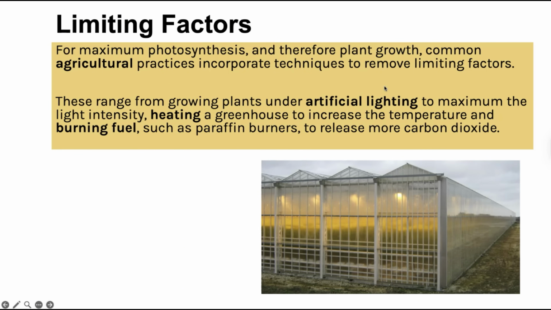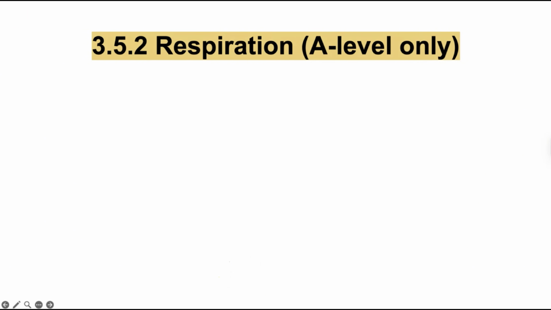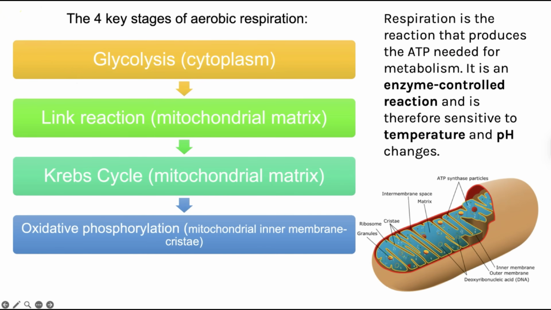Now, for maximum photosynthesis, and therefore plant growth, in farming and agricultural practices, they want to be removing limiting factors so they get more crop to sell. And that could be by increasing the light intensity, the temperature, and burning fuel to release more carbon dioxide. But all of those strategies cost money. So they will have to work out if the extra growth from photosynthesis offsets the cost of paying for extra heating, lighting, and fuel. And this often comes up as application questions linked to experiments where you have to work that out.